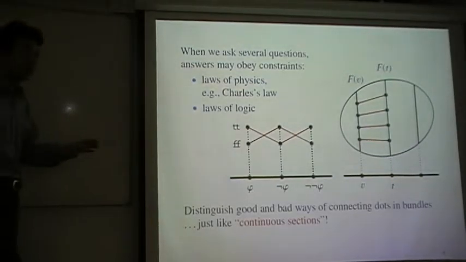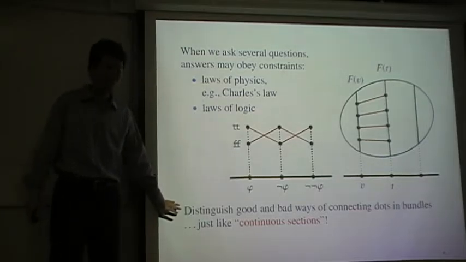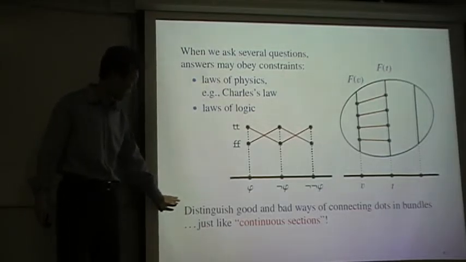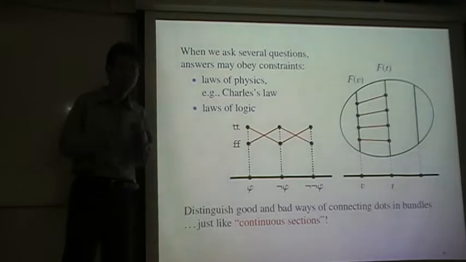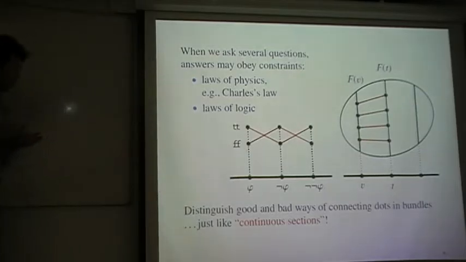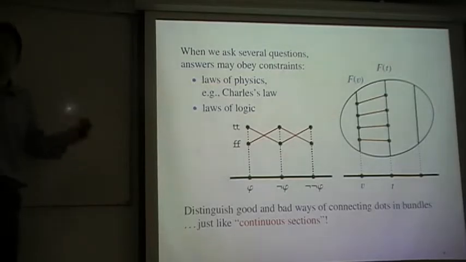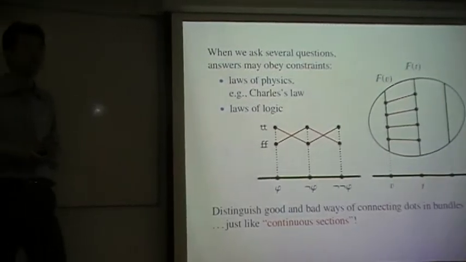So the point is that the topology is going to capture the criterion that distinguishes good and bad ways of connecting dots, just like continuous sections. If you draw a graph of a function, then you say, this is continuous, but this is not, and so forth. So topology is going to give you a formalization of the constraints of the model you're talking about.